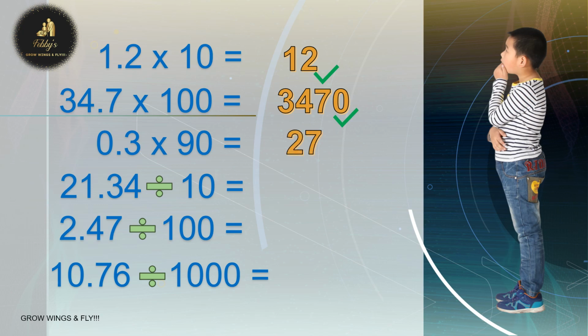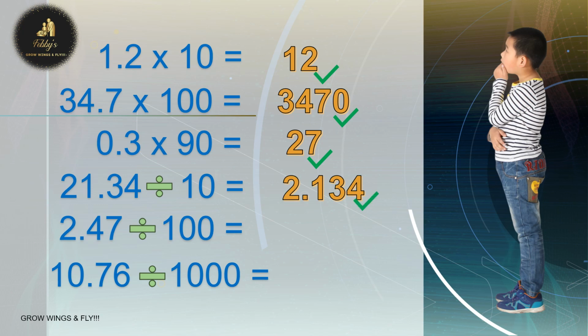How did you get 27, Abel? What I did was I partitioned 90 as 9 times 10. So it's 0.3 times 9 times 10. Now I can multiply 0.3 with 10, which will give me 3, and then I've got a 9. So 3 times 9 is 27. Brilliant, Abel. Good job. The next one I'm going to move towards the left, so my answer is 2.134.